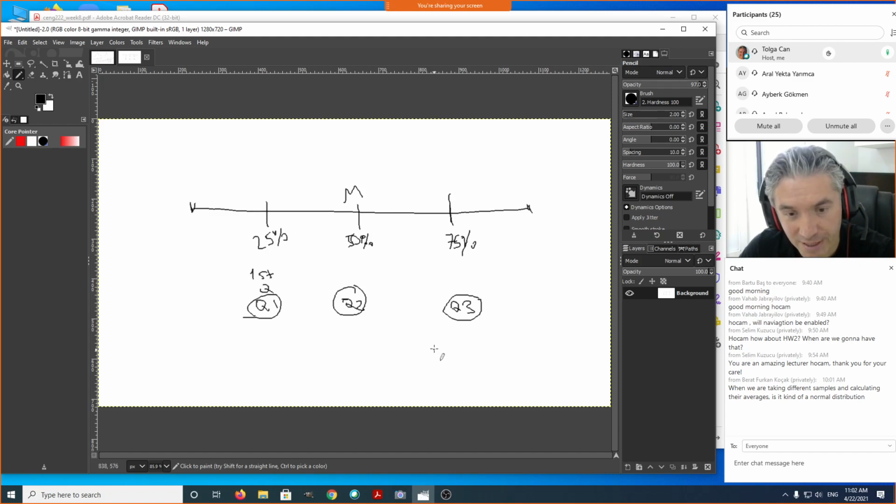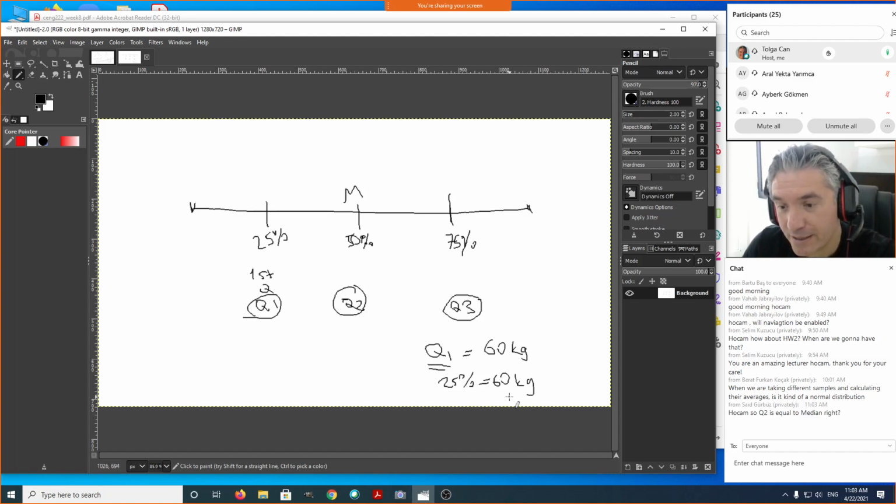So when I say, for example, Q1 is equal to 60 kilograms, if these are the weights of some people in some city, it means that 25% of the population have weight less than or equal to 60 kilograms. As you can see, the unit of Q1 is the same as whatever your random variable is. So Q1 equal to 60 kilograms means that 25% of the population has less than that.